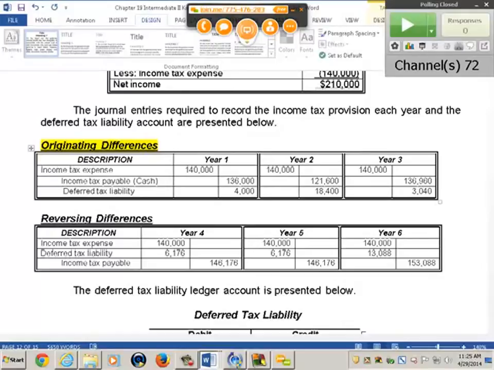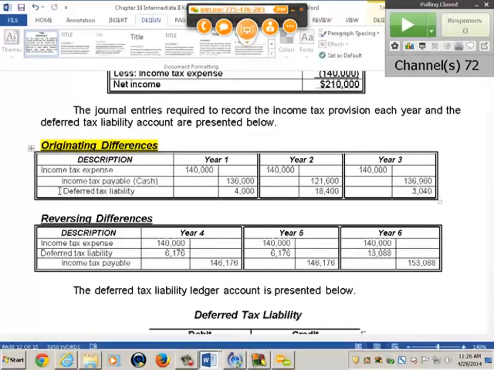The deferred tax liability is the cumulative balance. The provision is the change. The provision is the income statement effect, and the liability is the cumulative balance sheet effect. No, you're changing the liability. I understand that. But the term provision means the change. It's the income statement effect. It's the change in that liability.